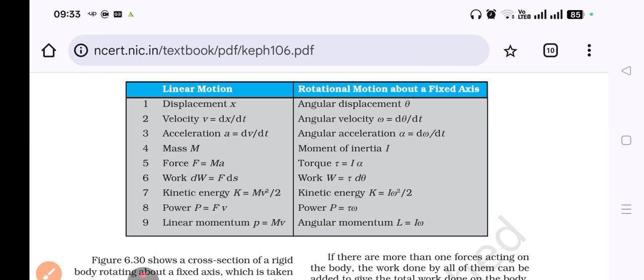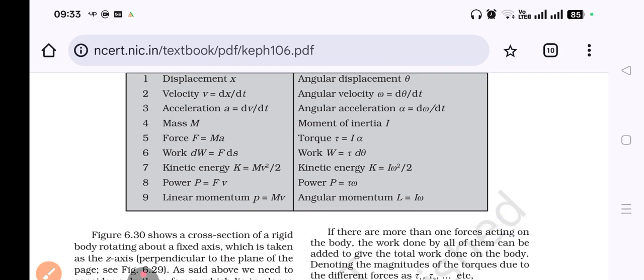Similarly, for small work done, F ds. Force will be replaced by torque, and small displacement ds will be d theta, angular displacement. Kinetic energy is half m v square. Here it will be half, in place of mass there will be I, the moment of inertia, and in place of v it will be omega. Power is force times velocity. Here, in place of force will be tau, torque, which I told you about in detail, and v is replaced by omega.